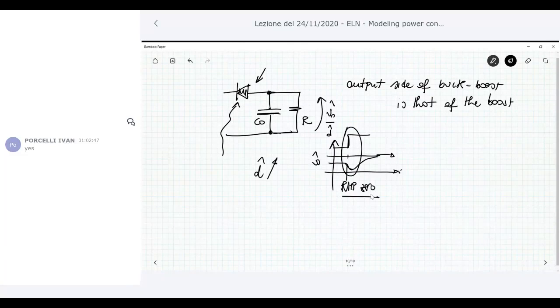But then in the buck boost, we have the same output circuit, but there is no right half plane zero in the transfer function. So something that is not exactly the same occurs here. So in the buck boost, look at the diode current. The diode current in DCM is this one.